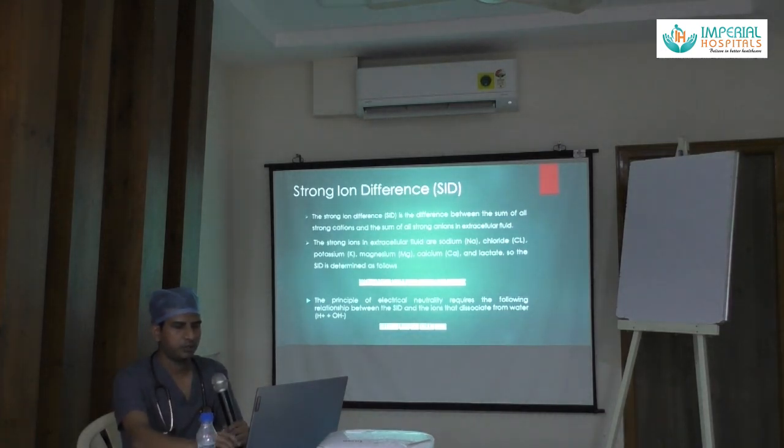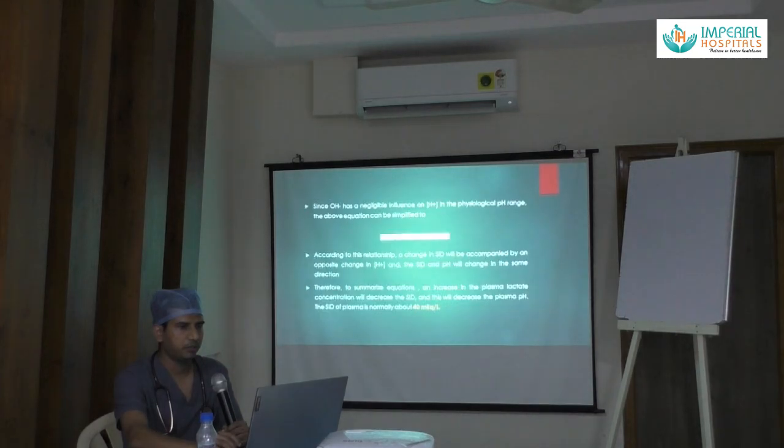So to maintain this electroneutrality, the following equation can be given. Since OH minus has a negligible influence on H plus in the physiological pH range, the above equation can be simplified. Strong ion difference plus H plus is equal to 0, or strong ion difference is minus H plus. So strong ion difference and H plus are inversely related. Whenever the H plus ions are increasing in the body, the strong ion difference will decrease. We have to remember this: H plus and strong ion difference are inversely related.